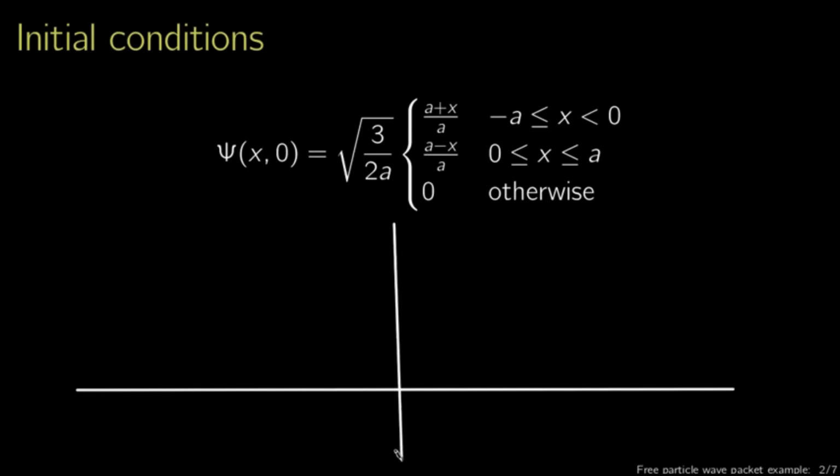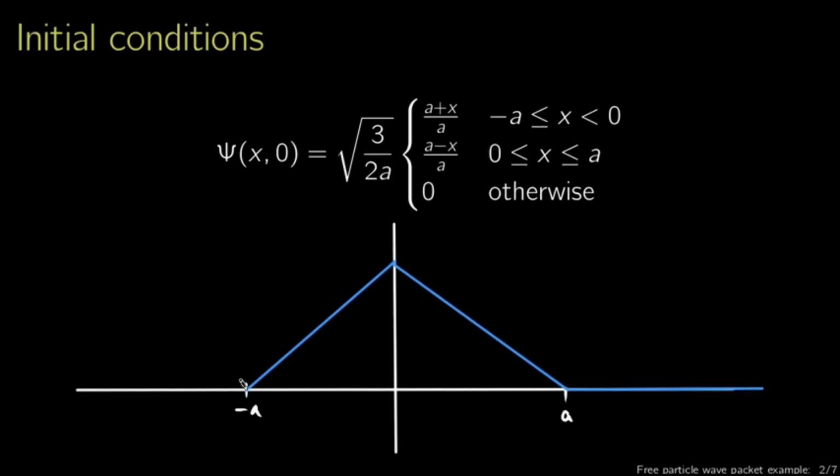What this actually looks like is, from, say, minus a to a, our wave function is a triangle. And outside of those regions, our wave function is 0. So this is now psi of x at t equals 0. If this is our wave function, hopefully you remember what the probability density as a function of position looked like at time t equals 0 as well. Between minus a and a, it sort of looked like two parabolas joined together.